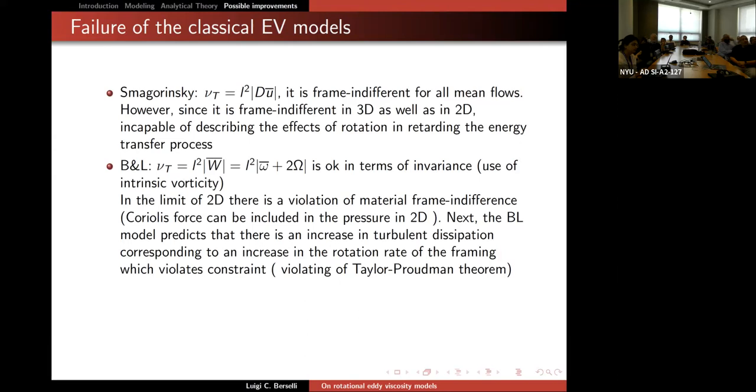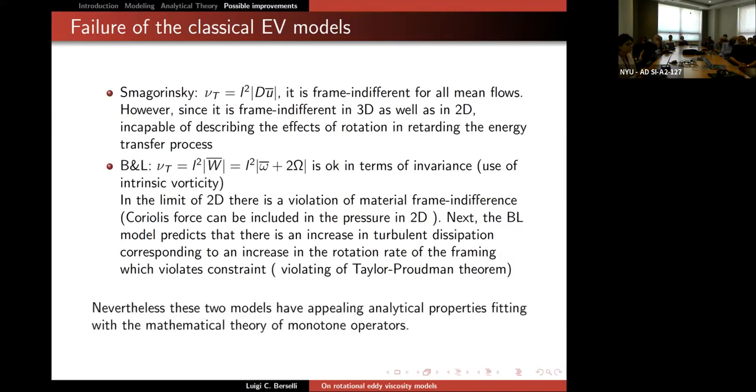And so the Baldwin and Lomax model is not capable of showing that, in some even formal sense, when you have high rotation, the system becomes 2D. So it should be the opposite. This should be 0, not infinite, when omega is large. So from this point of view, the Baldwin-Lomax model is also not okay.